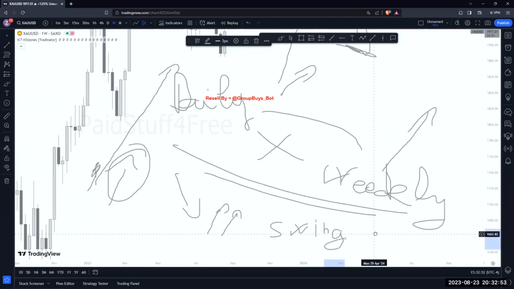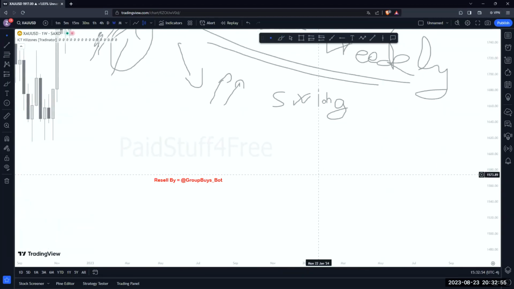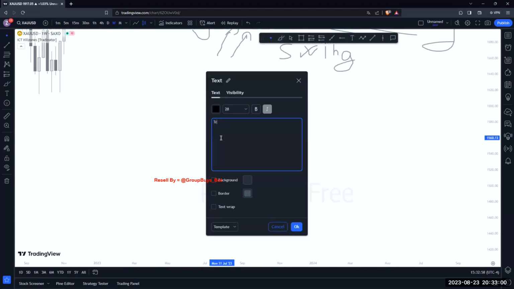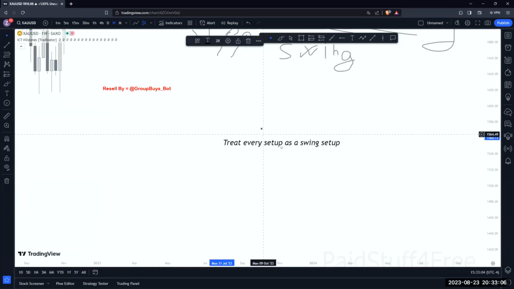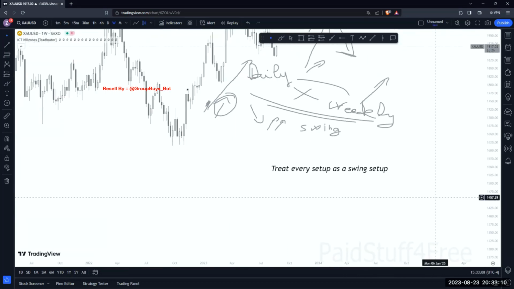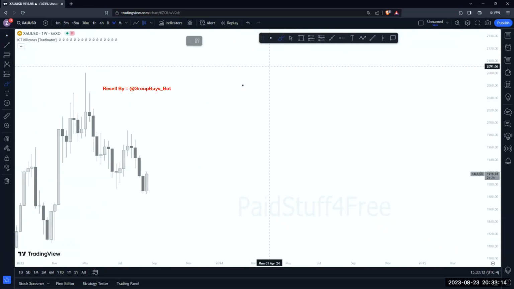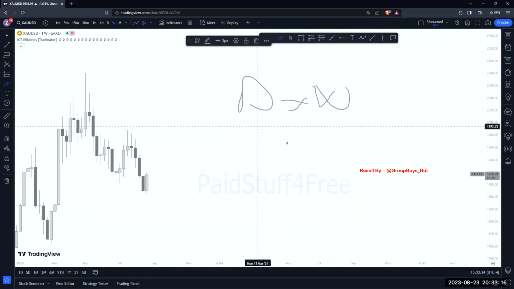Okay, this is a golden advice: treat every setup as a swing setup, right? If you treat every setup as a swing setup, you're gonna see some magic. So yeah, only when you have daily plus weekly aligned with each other.